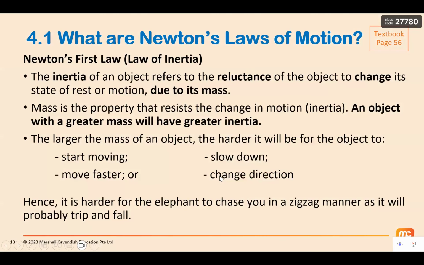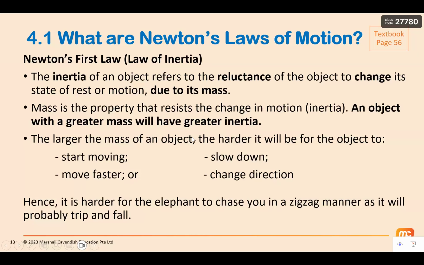Okay, so inertia is linked to Newton's first law. Newton's first law says that objects don't like to change their state of rest or motion unless there is a resultant force. So this reluctance of an object to change its state of rest or motion is actually called inertia. I don't like to change my motion or my state of rest. And this inertia is dependent on mass. An object with greater mass will have a greater inertia. It's only dependent on mass. It doesn't depend on the initial speed or the initial motion.